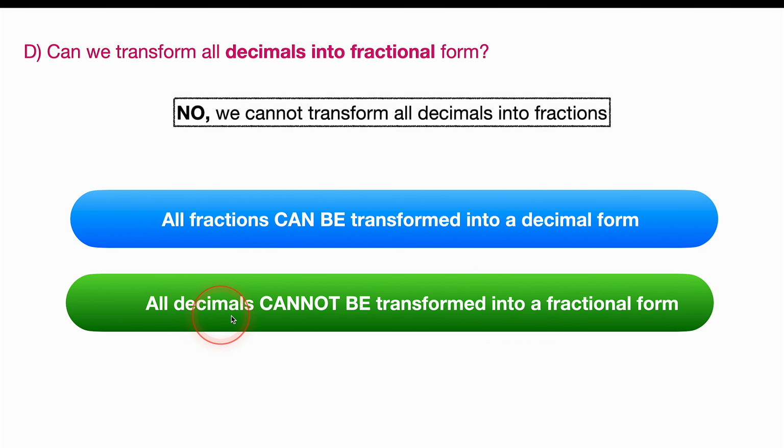But all decimals cannot be transformed into a fractional form. Just now we saw that the value of root 2 equal to 1.414 and so on is a decimal number, and we were not able to convert it into a fractional form, which means that there are decimals which cannot be converted into a fractional form.